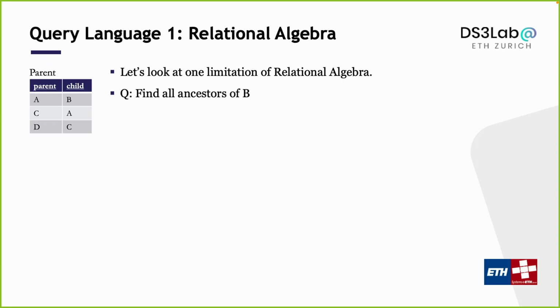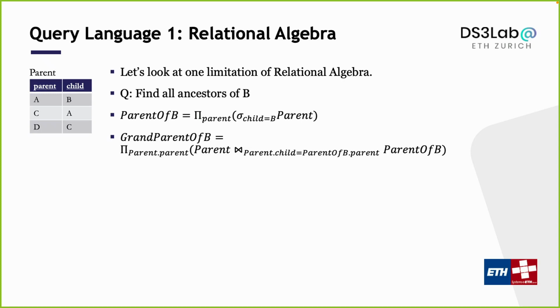One thing we could do is, let's try to find out the parent of B. I think we should all know how to write that so far. You take the parent relation, you select child equals B, you project on parent. This gives you the parent of B. But this is not all the ancestors because I want to go up in the family tree. So we go one level up. We take the parent of B and join that with the parent relation, and then we get essentially the grandparent of B.